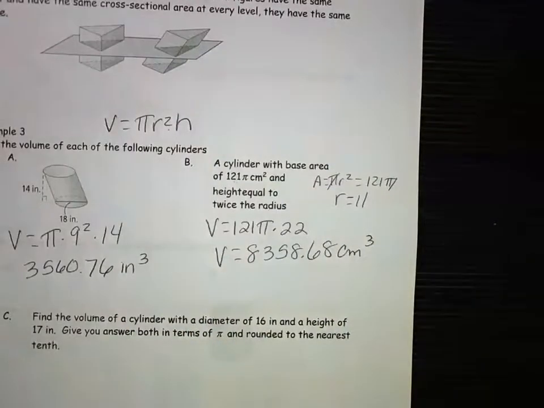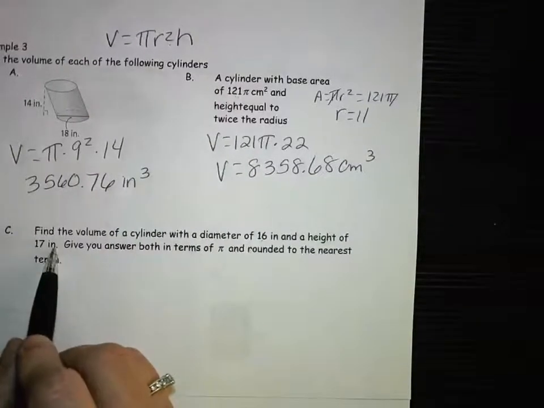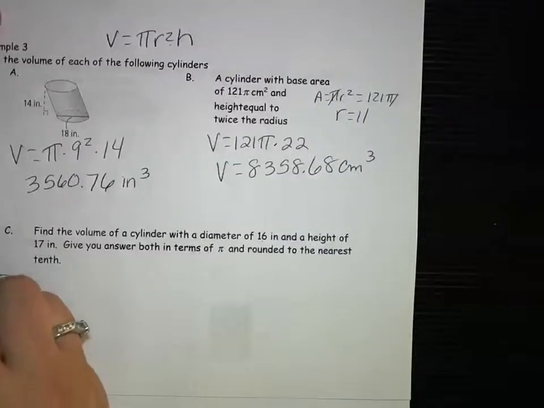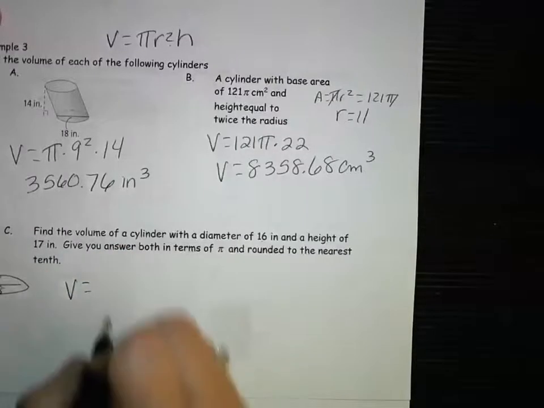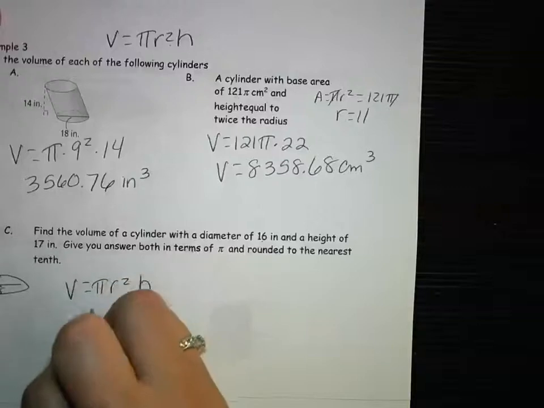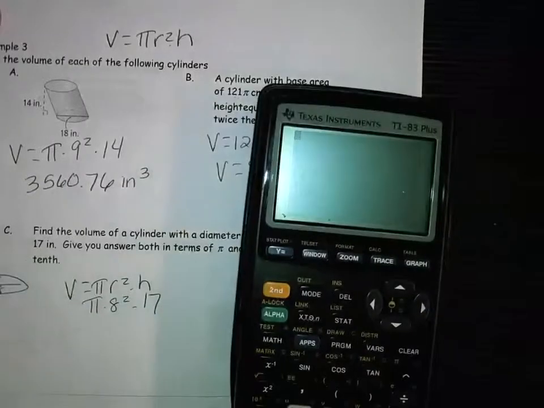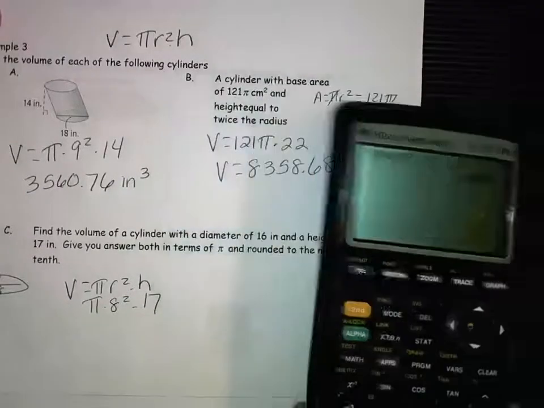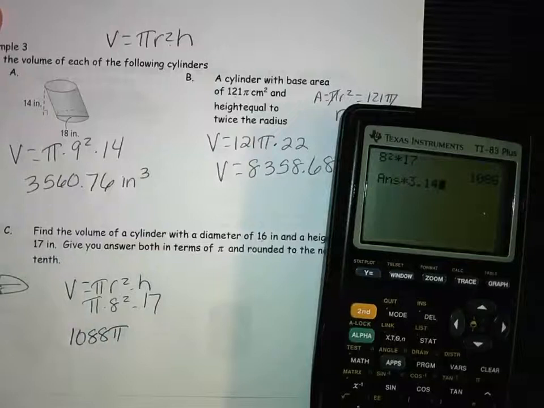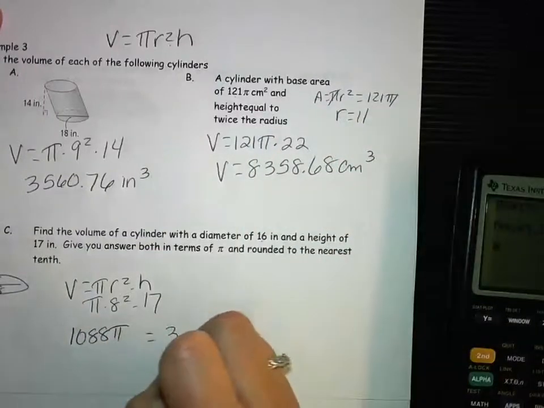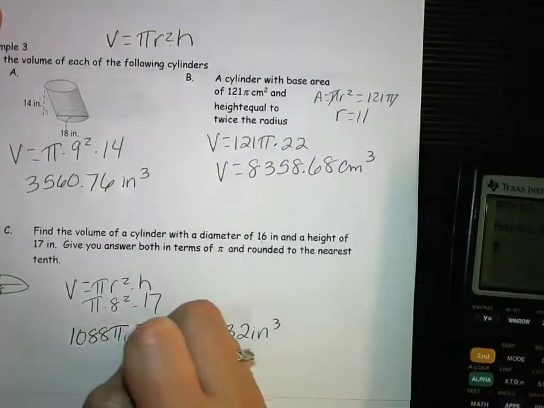And example C, find the volume of a cylinder. Diameter is 16 and the height is 17. Well, if the diameter is 16, the radius is 8. That's the radius right there, not 18. So pi r squared times height, which would be pi times 8 squared times 17. 8 squared times 17 is 1,088 pi. And if you multiply that out, that is 3,416.32 inches cubed.